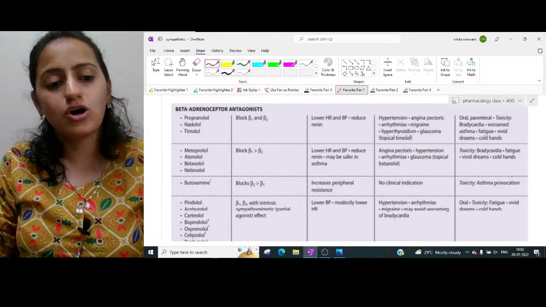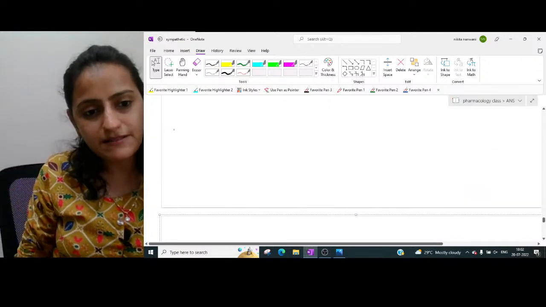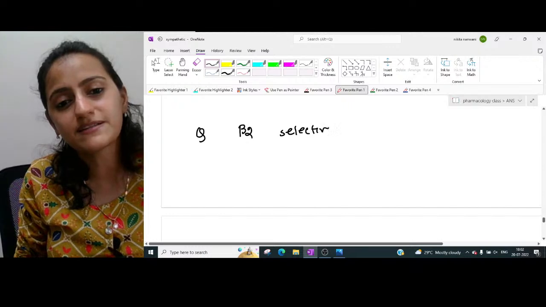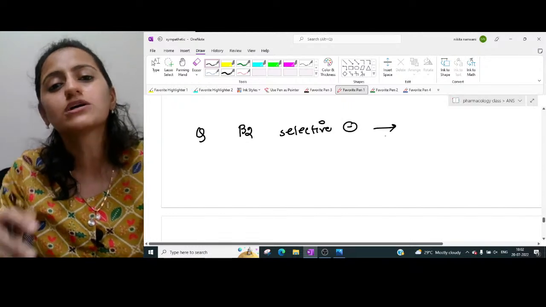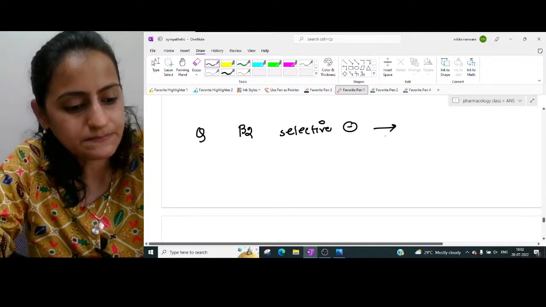Okay. So now coming to this table, the final table. If I ask you this question, let me see how many of you remember this. Which is a beta 2 selective blocker?